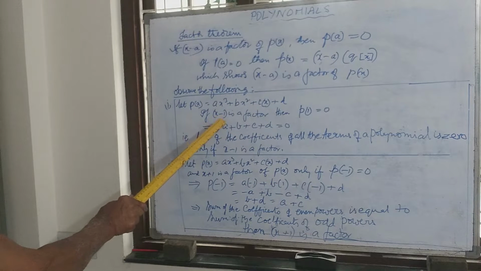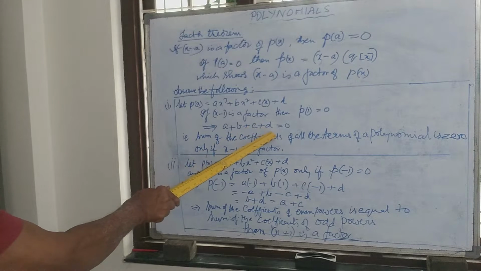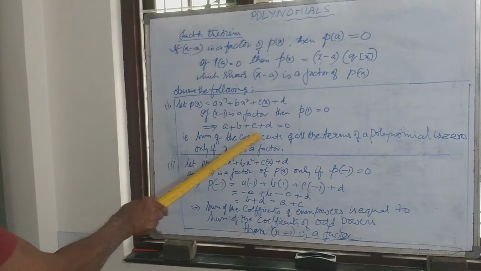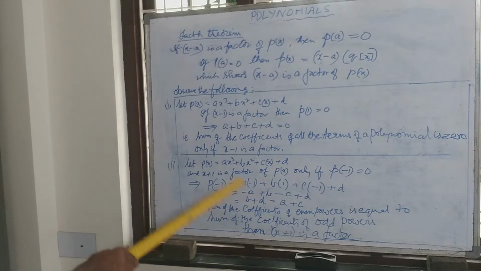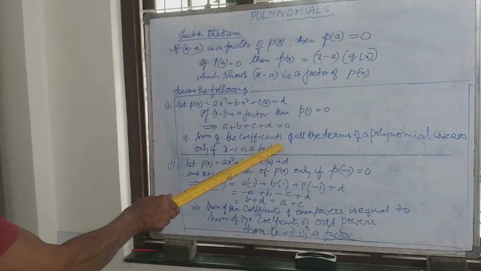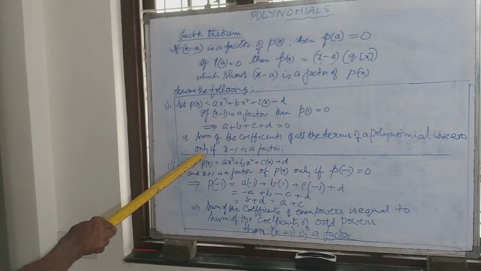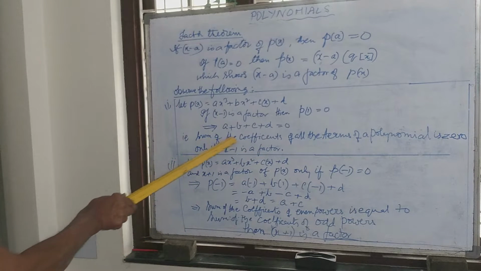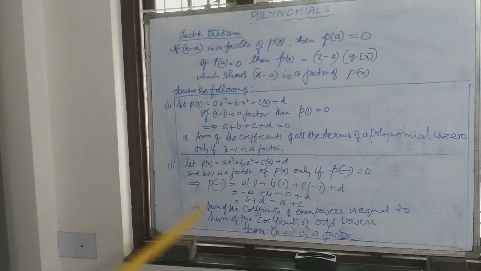If you substitute 1 in place of x, that is, after finding P(1), you get a + b + c + d = 0. It shows that the sum of the coefficients of all the terms of the polynomial is 0. So without any calculation, if you find that the sum of all the coefficients is 0, then automatically you can say that x − 1 is a factor. Once again, the sum of the coefficients of all the terms of a polynomial is 0 only if x − 1 is a factor.